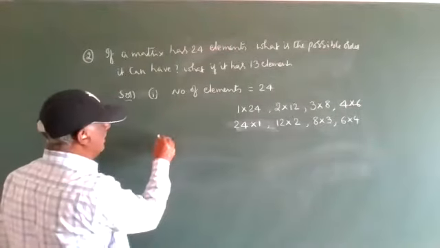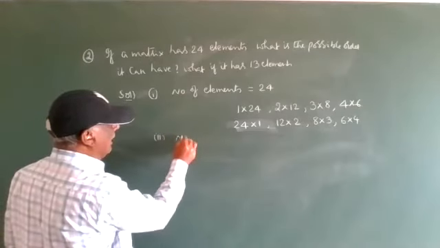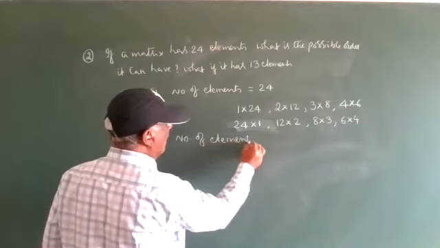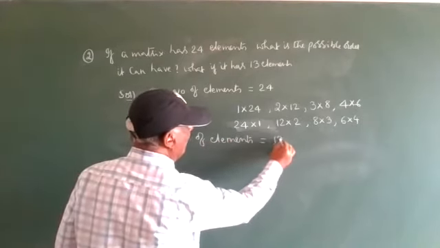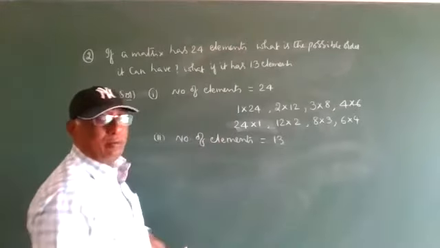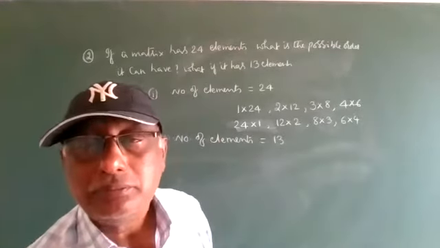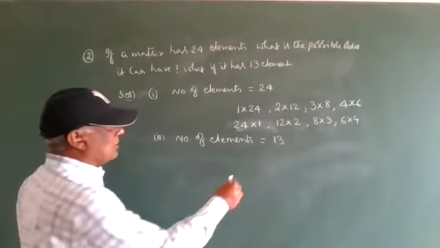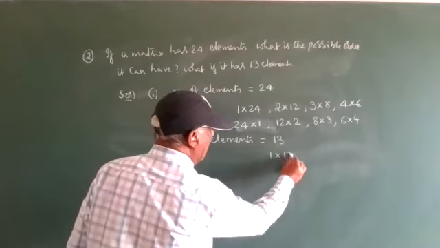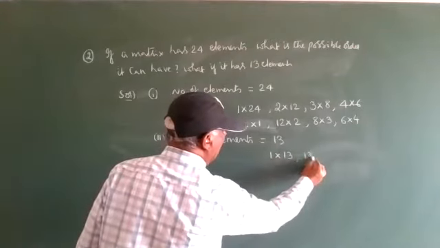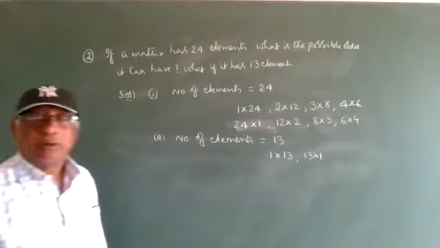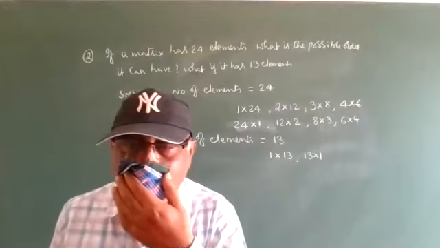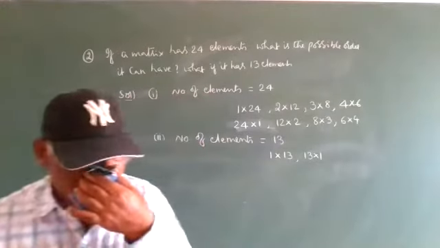13 elements. Second bit: number of elements is equal to 13. Now write down the factors. Only one is possible. What is that? 1 into 13 or 13 into 1 is possible. Okay? Very good, Ashwini, very good.